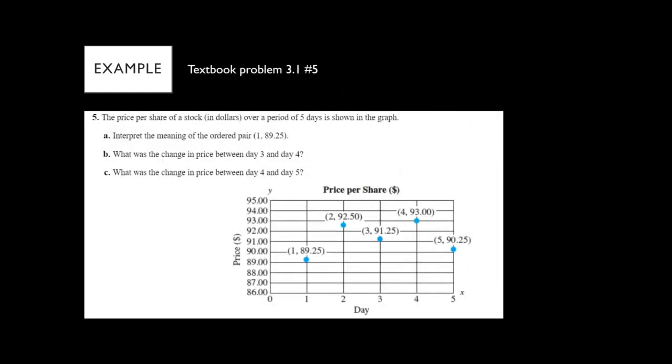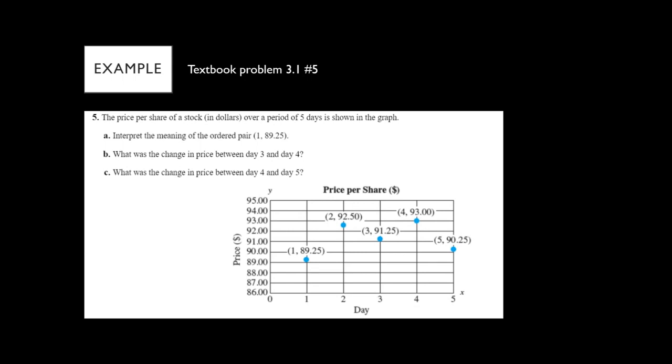So now with that knowledge, let's combine ordered pairs with reading a graph. So again, this is from the textbook. This is number 5. The price per share of a stock in dollars over a period of 5 days is shown in the graph. Now notice below, this time 5 days, we are starting to count at 1. So it's really important to know where you're counting. When we had the 6-year period, we started at 0. Here, the first point we have is at 1.